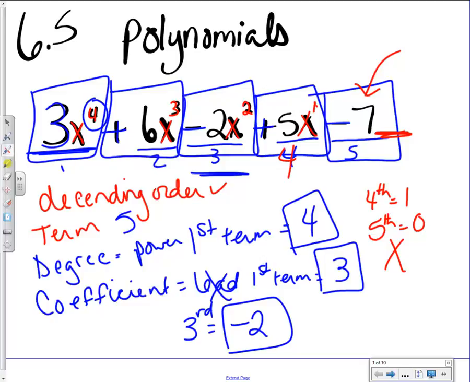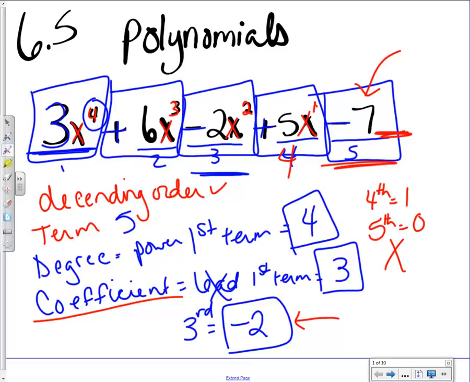What is the lead coefficient, or what is the coefficient of the third term? We talked about that one just a second ago, right? So that's our negative 2. What's the coefficient of the fifth term? Negative 7. Fifth term is here. The coefficient is talking about the whole number, or the number that's in front of the variable. There is no variable, but negative 7 is there, so negative 7 is our coefficient for that one.